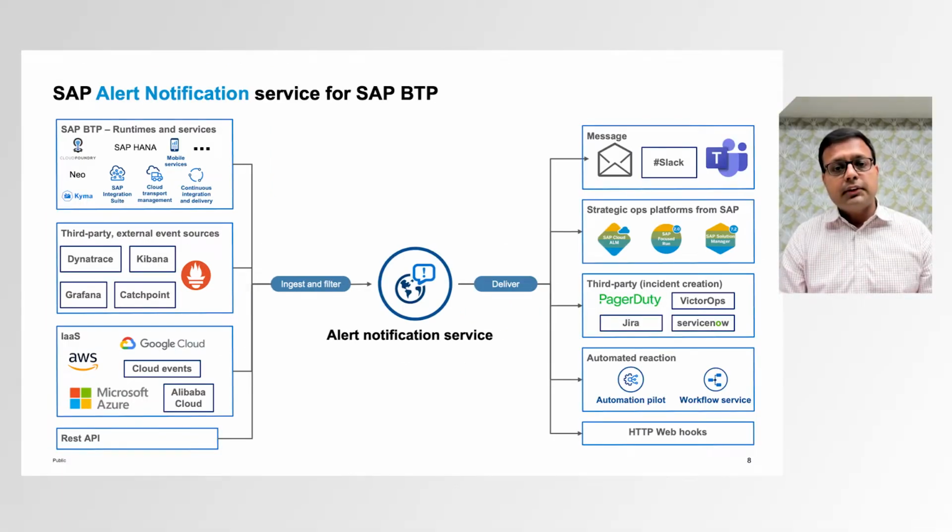It also delivers to our own ALM tools like SAP Solution Manager, Cloud ALM, and Focus Run as well. So Alert Notification Service is a detection tool that is on offer to you for taking care of centrally managing alerts and then notifying appropriately through various channels.